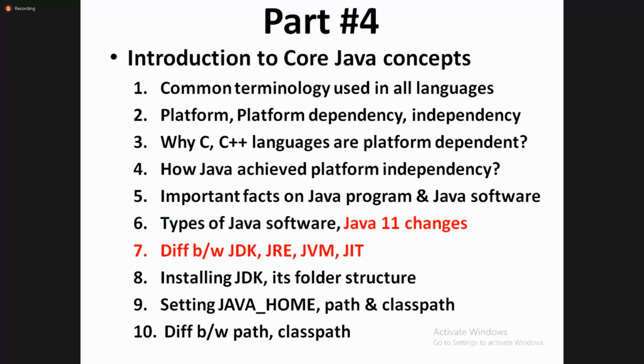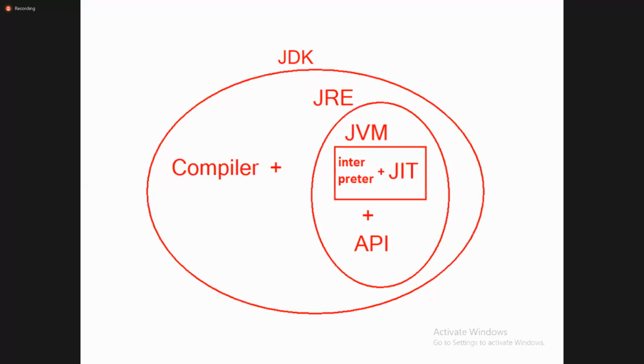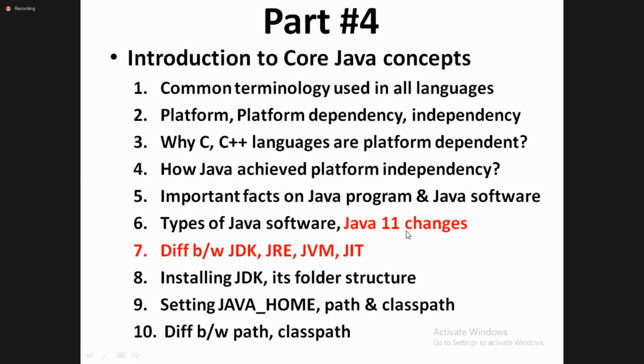Okay, then we need to move to the next point. Difference between JDK, JRE, JVM and JIT. Now this slide I want you to learn on your own. Next, why from Java 11 onward is only JDK there? Why was JRE removed? The reason you must also know.